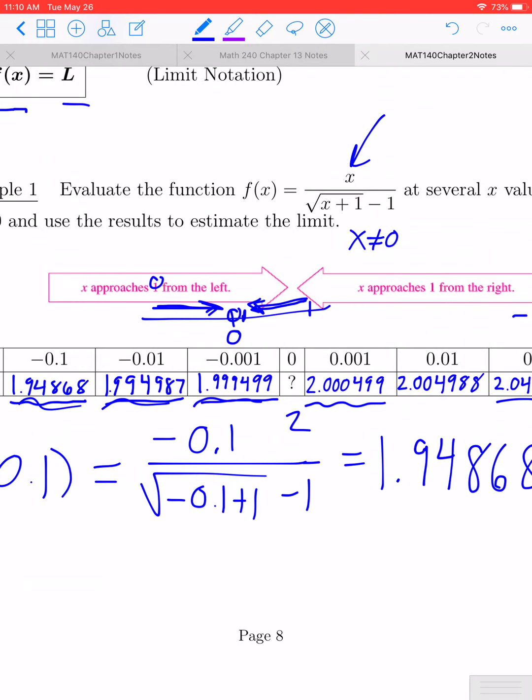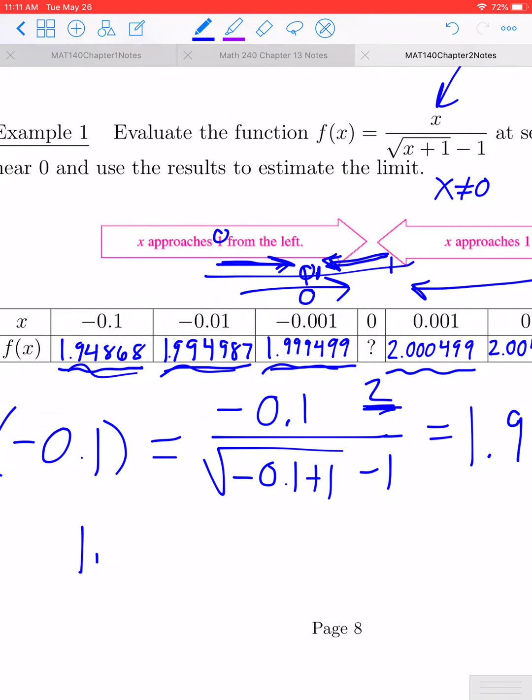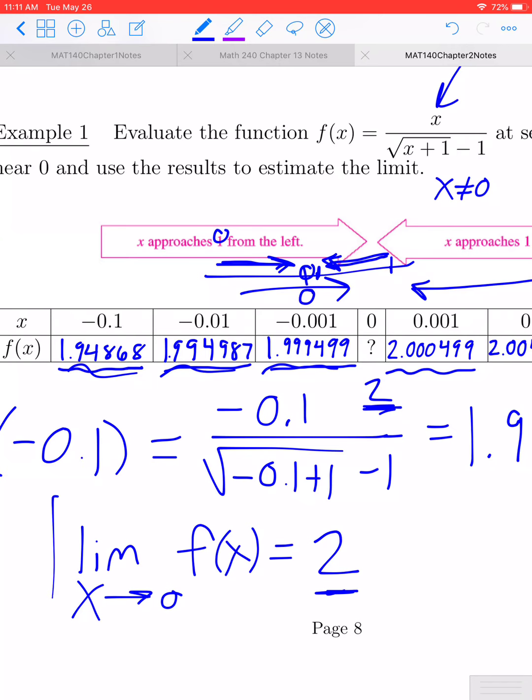So we observe the same kind of pattern here as well. The closer we get to 0, either from the left-hand side or from the right-hand side, it looks like those function values are approaching the value 2. And so the way we would represent this, we would say that the limit as x approaches 2 of f of x, not as x approaches 2, x is approaching 0. The limit as x approaches 0 of f of x, the function values themselves are getting closer to the output 2.